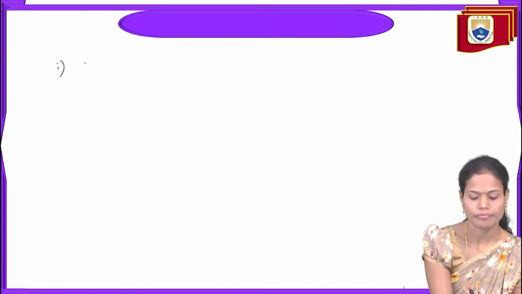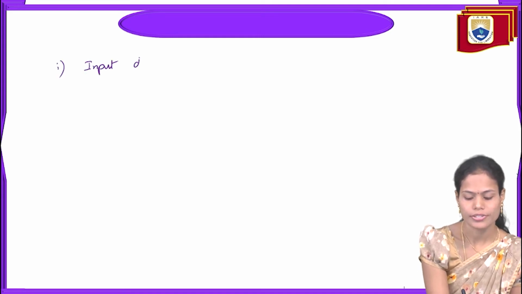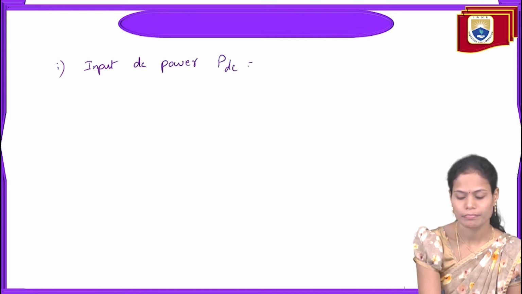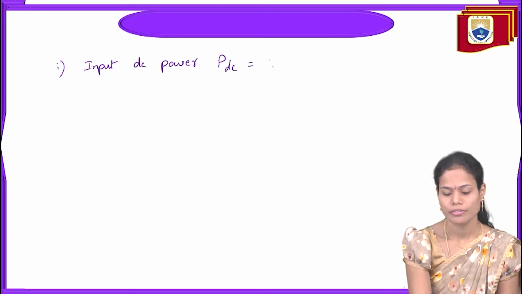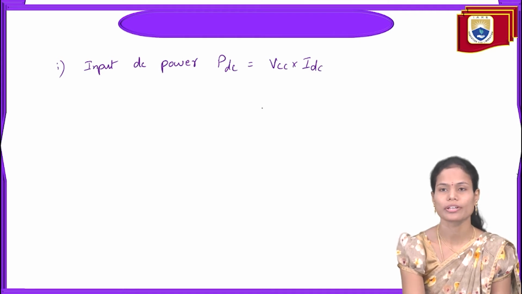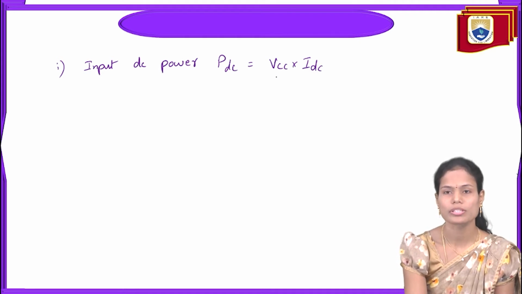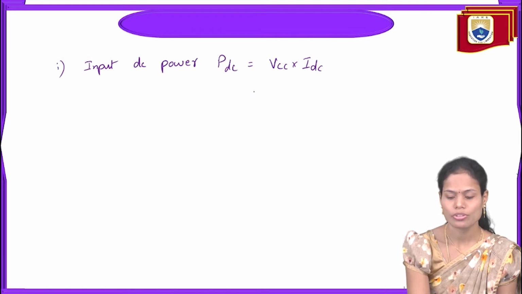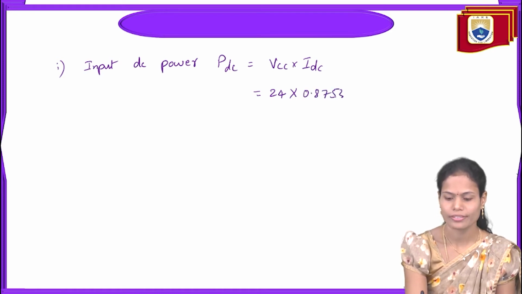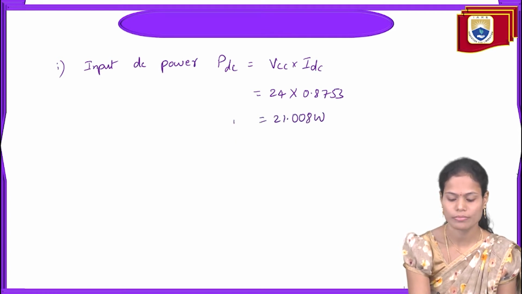So the first one is input DC power we need to calculate. That is PDC is equal to VCC into DC current. Supply voltage into current is the power. So supply voltage into IDC I am taking here. The supply voltage is given as 24 volts and the IDC we have just calculated is 0.8753 amperes. So it is 21.008 watts. The DC power from the amplifier is this much.